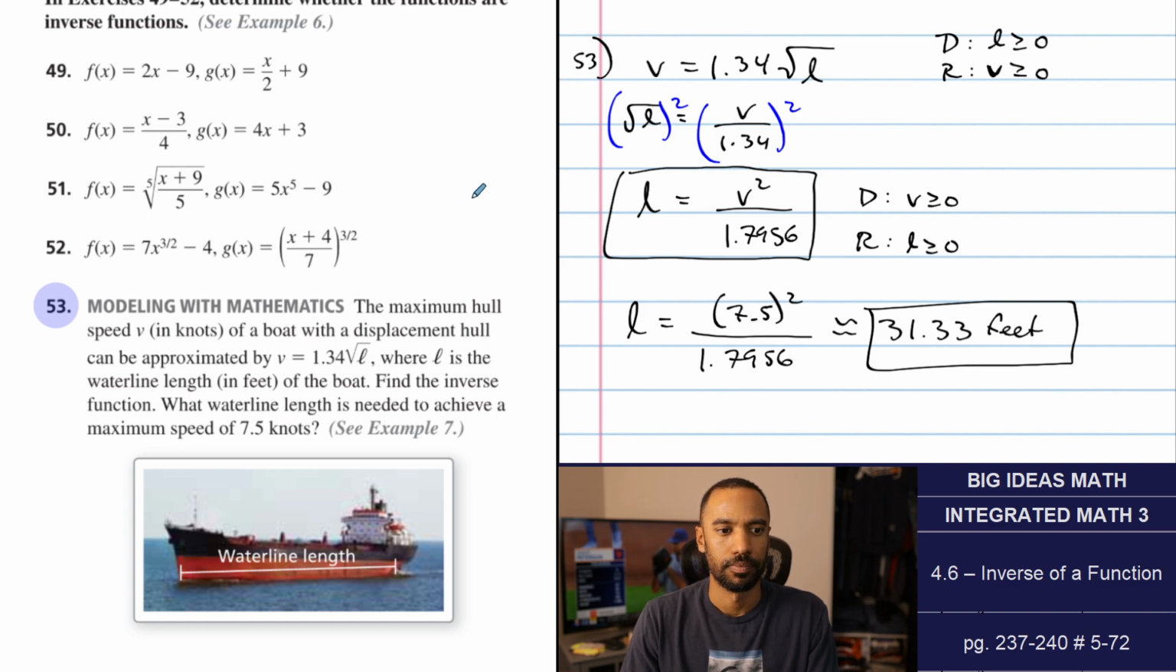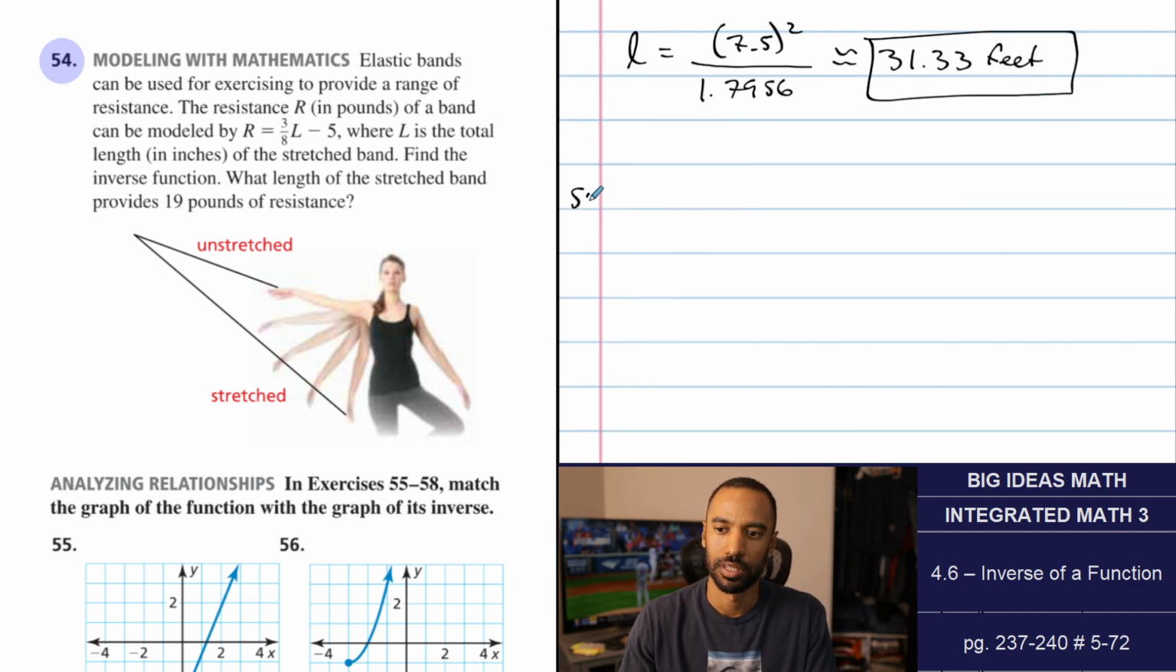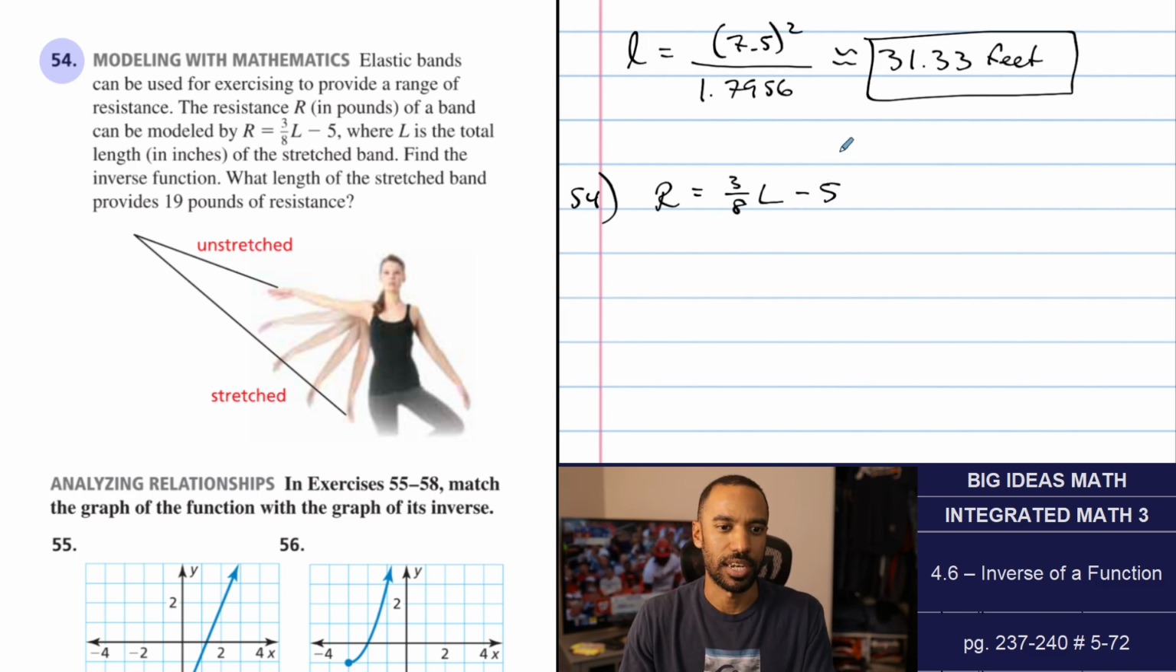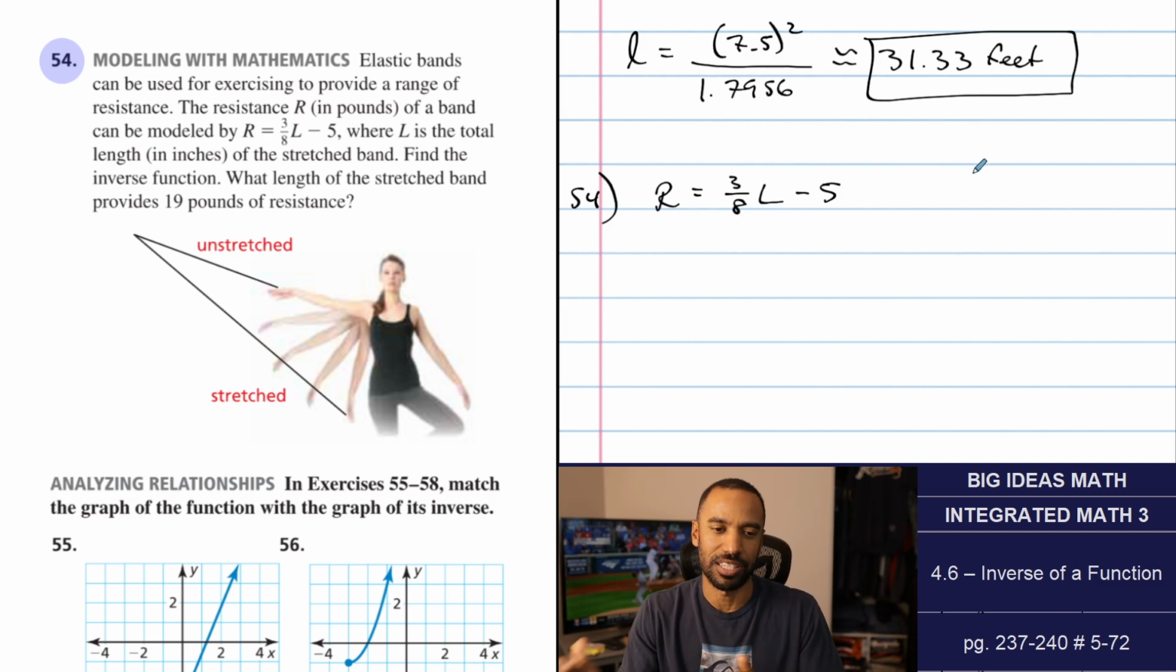Okay, number 54. Elastic, whoa, it's like Doctor Strange. Elastic bands can be used for exercising to provide a range of resistance. Oh yes, very much. The resistance in pounds of a band can be modeled by R equals 3/8 L minus 5, where L is the total length in inches of the stretch band. So the more you stretch, the more it resists. Find the inverse function. What length of the stretch band provides 19 pounds of resistance?